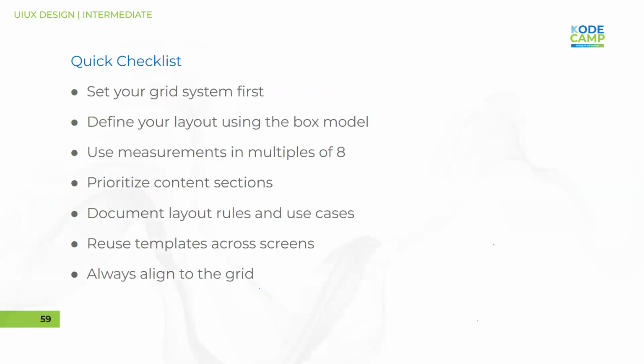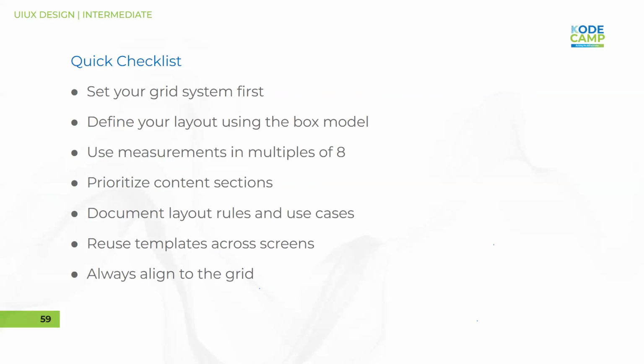All right. So a quick checklist. When you are on your layout design, set your grid system first. Then define what your layout would look like. Then use measurements in multiples of 8. Don't use 8, then another one use 10, and the rest. Be consistent. If you are using 8 and you want to go higher, then it should be 16, not 12, not 10. Then after 16 it should be 24. So you move in that hierarchy.